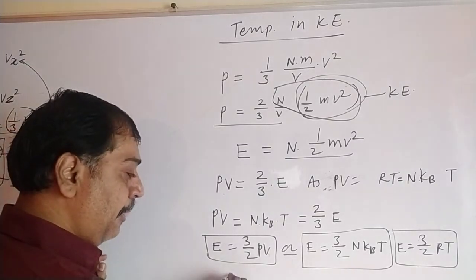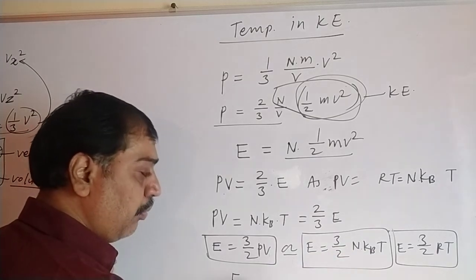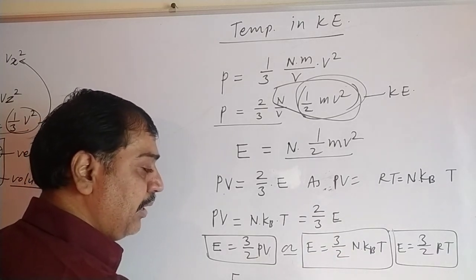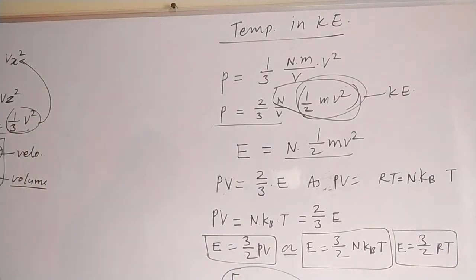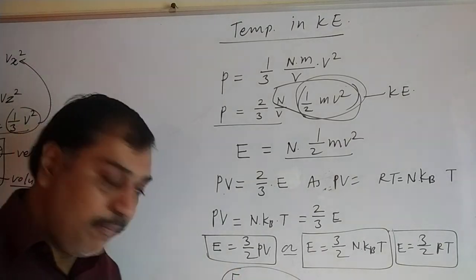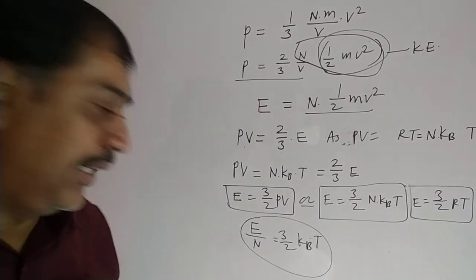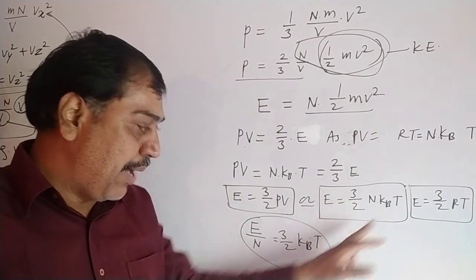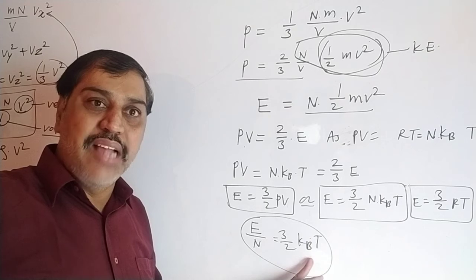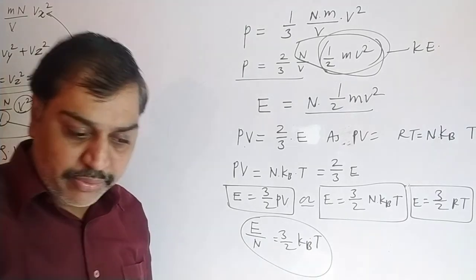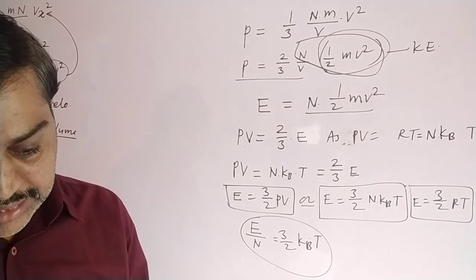In the book they have written the equation E divided by N, the number of moles, equal to 3/2 k_B T, that they have mentioned at last, so I have mentioned it here. What does this equation show? It shows the average energy per molecule: E by N equal to 3/2 k_B T. Every molecule has this much as the average energy, 3/2 k_B T, the average energy of the gas at a temperature T.